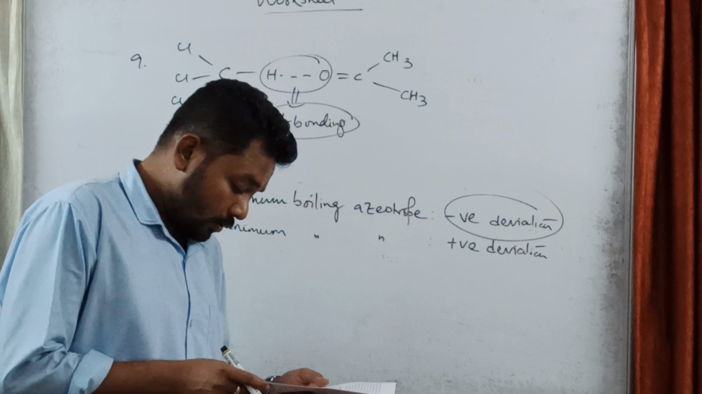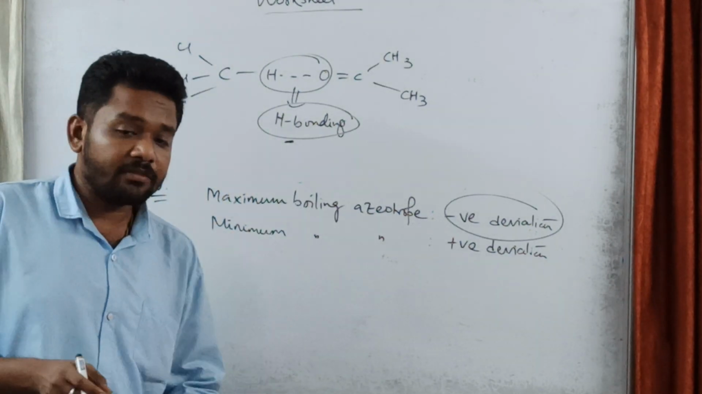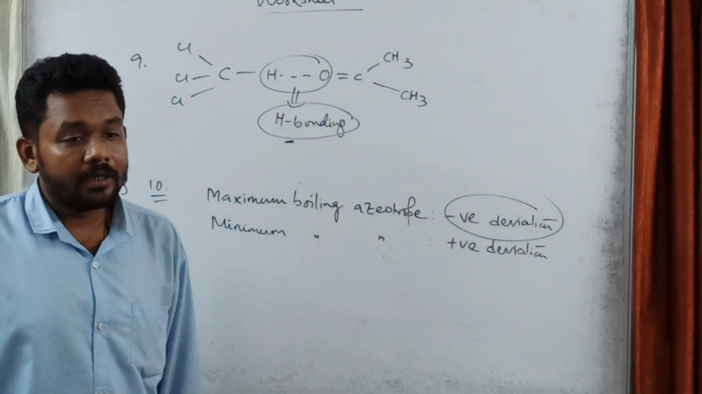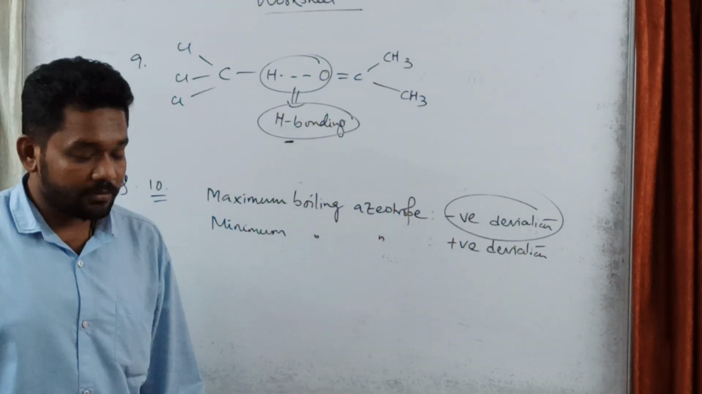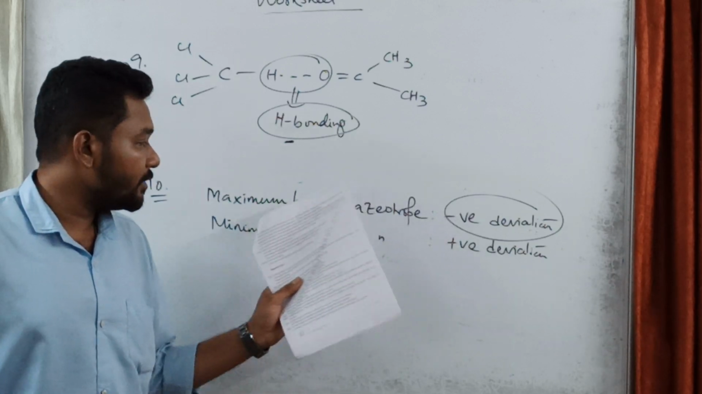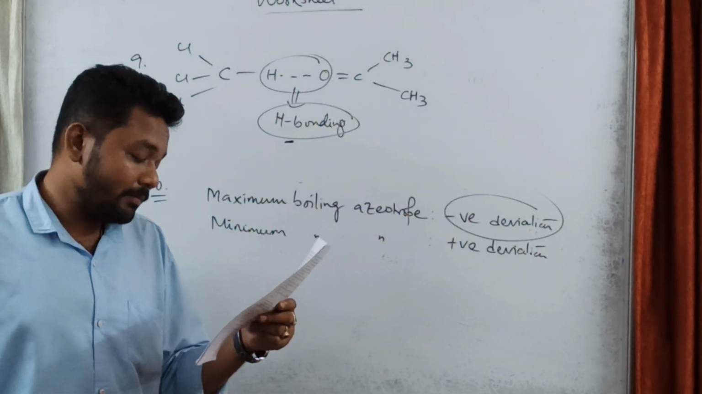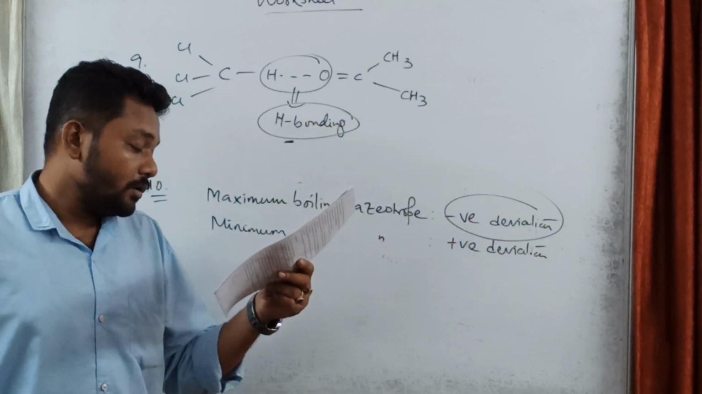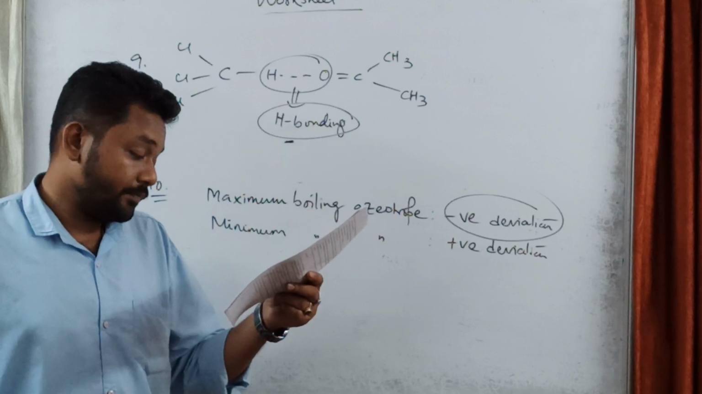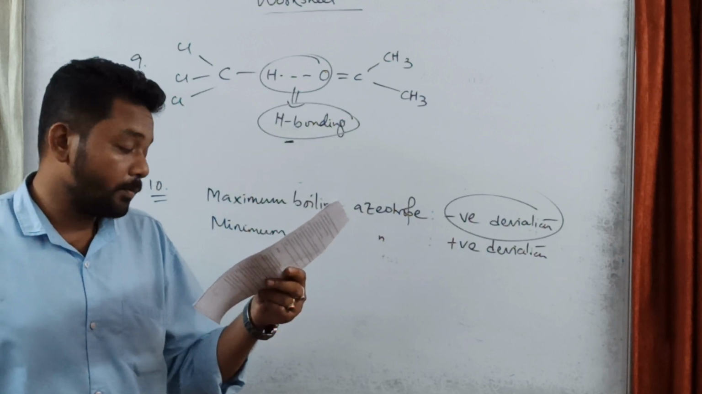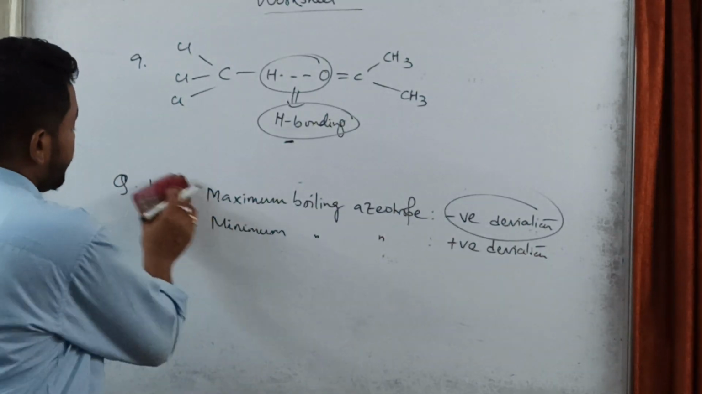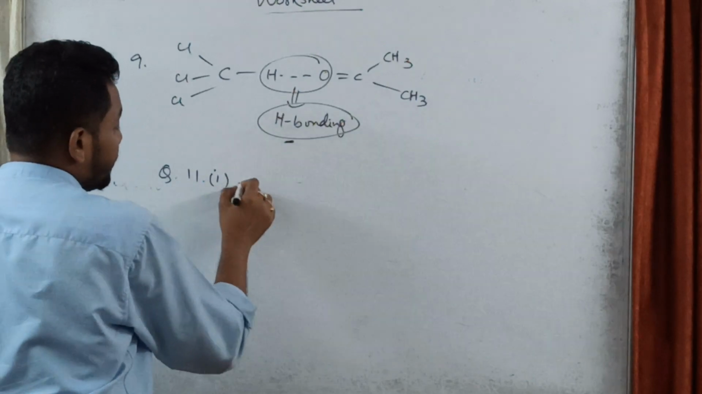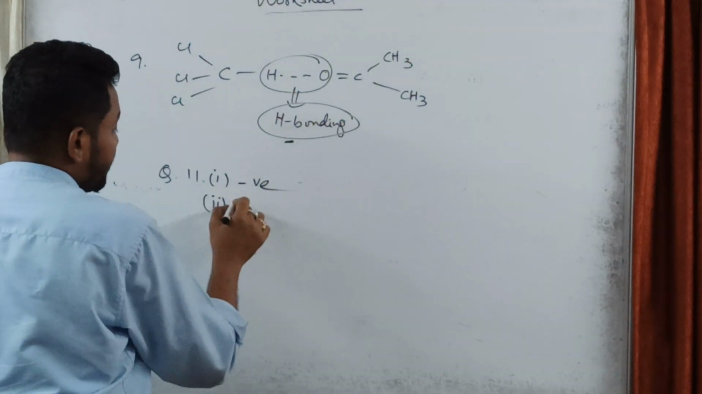Question number 11. What type of deviation is shown by a mixture of ethanol and acetone? Ethanol and acetone again show negative deviation, and negative deviation gives a maximum boiling azeotrope. Question number 12, again chloroform and acetone, which show negative deviation. Why is there a decrease in vapor pressure observed on mixing of chloroform and acetone? Question number 11 is negative deviation, and the azeotrope is maximum boiling.